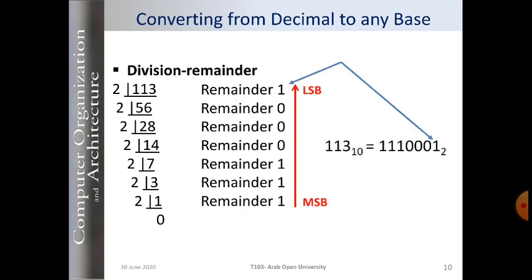The first remainder is the least significant bit, and the last remainder is the most significant bit, which is written as 113 equal to 1110001 in binary. Be careful of the order of the numbers.